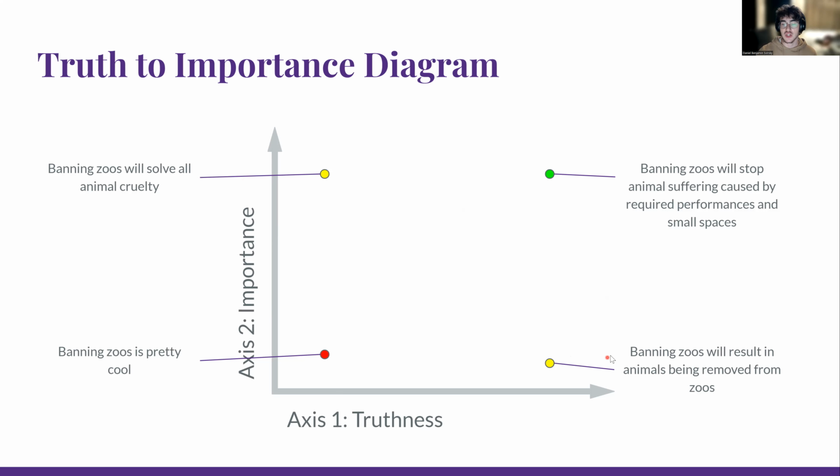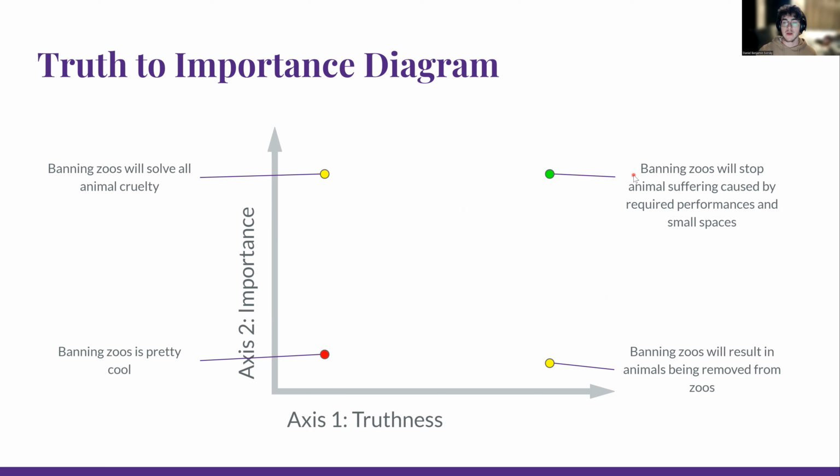What are the implications of this argument, and why should anyone care that animals being removed from zoos is a good thing? Because of this reason, this argument might be true, but it is not necessarily important.